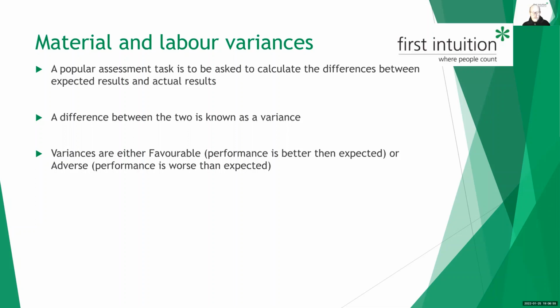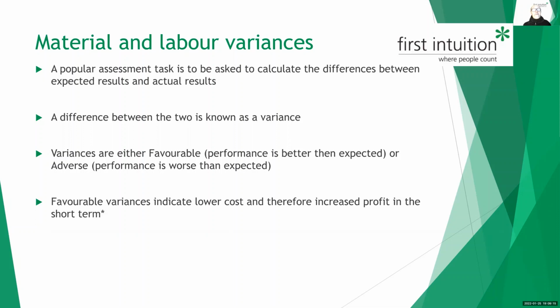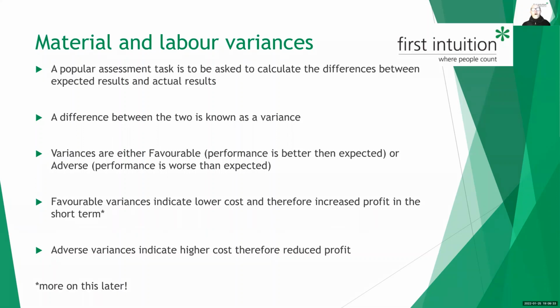Do watch out for instructions if you're given a computational task. Sometimes you will be told, show an adverse variance as negative, or you may not. Traditionally, they were just given as absolute figures with an F for favourable and an A for adverse to distinguish. So favourable variances typically indicate lower cost and therefore increased profit in the short term, and I've put an asterisk there, which we'll come back to. Adverse variances indicate higher cost or lower revenue, therefore reduced profit, and more on favourable variances later.